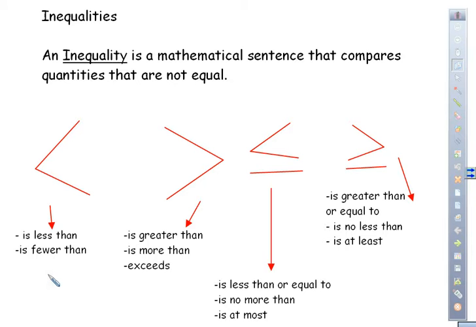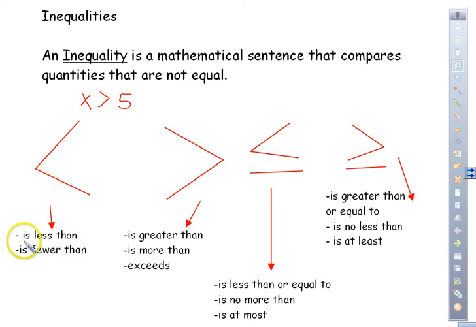It says an inequality is a mathematical sentence that compares quantities that are not equal. So when we're comparing, for example, x is greater than 5, that is an inequality. And this particular sign is what replaces the equal sign. So x is greater than, that would be this. It means that it is more than, that it exceeds that amount. It has to be greater than 5.